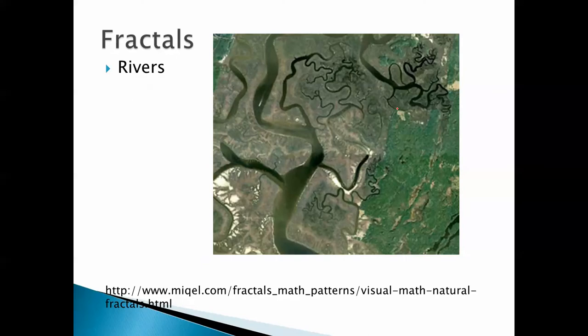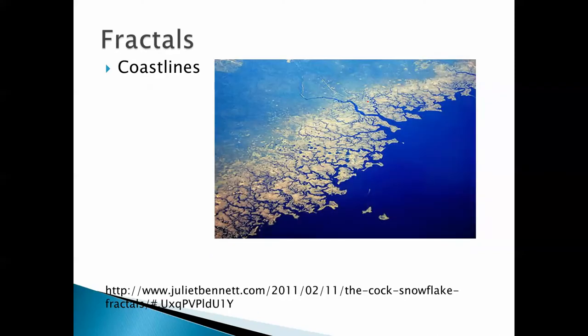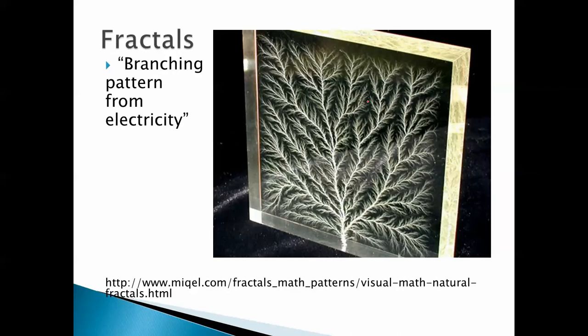Rivers are fractals. Same idea. Check out this chunk over here, and it doesn't look exactly like the whole thing, but it's similar in shape to the whole. Coastlines are similar. Here's another one. This is a branching pattern from electricity. If you send an electrical charge through a certain medium, it will produce a pattern like this. And another example of a fractal.